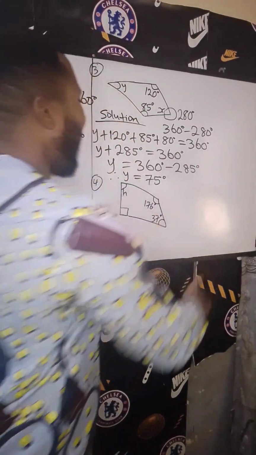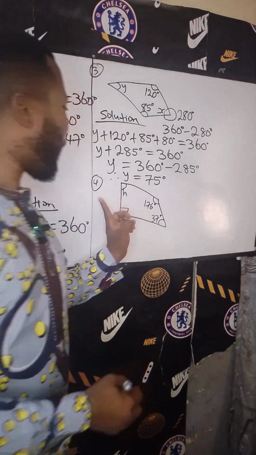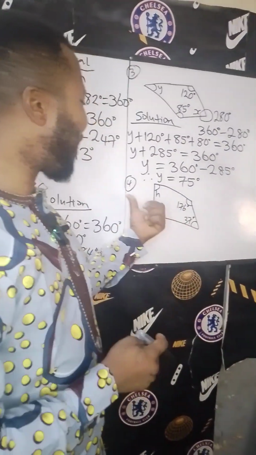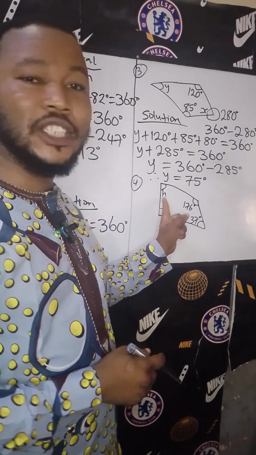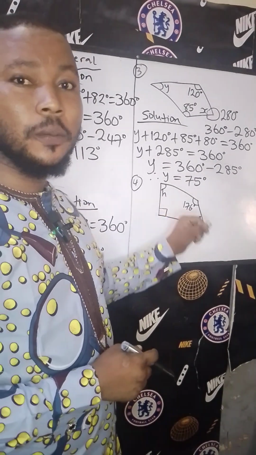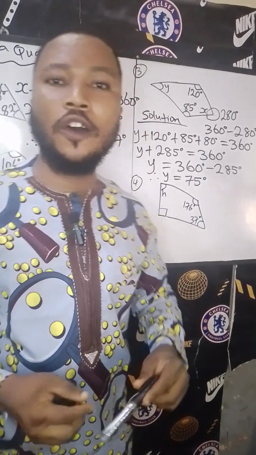Okay. Now, I will leave number 4 for you to solve. If you think you can solve this, try this number 4. Find the value of h. First, you should know what this means. So you add up, then subtract to get the value of h.